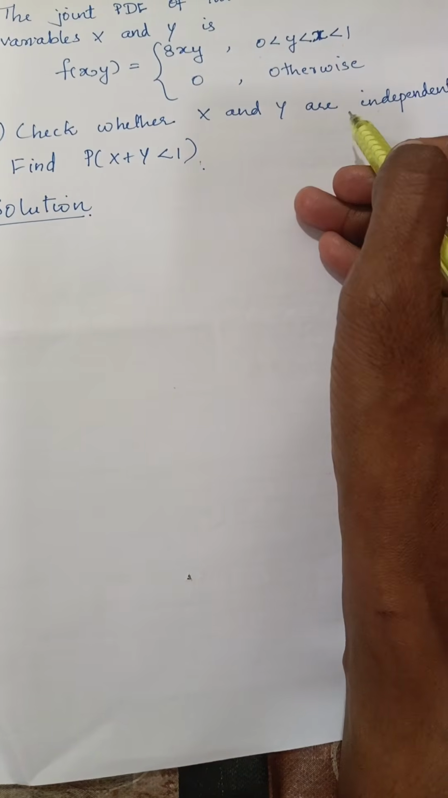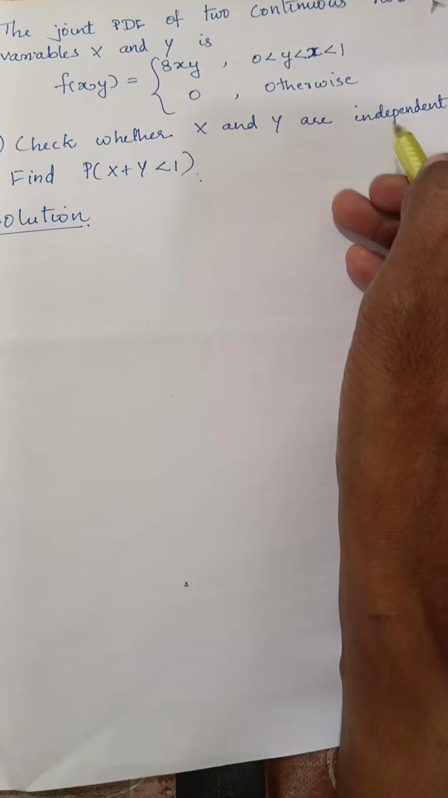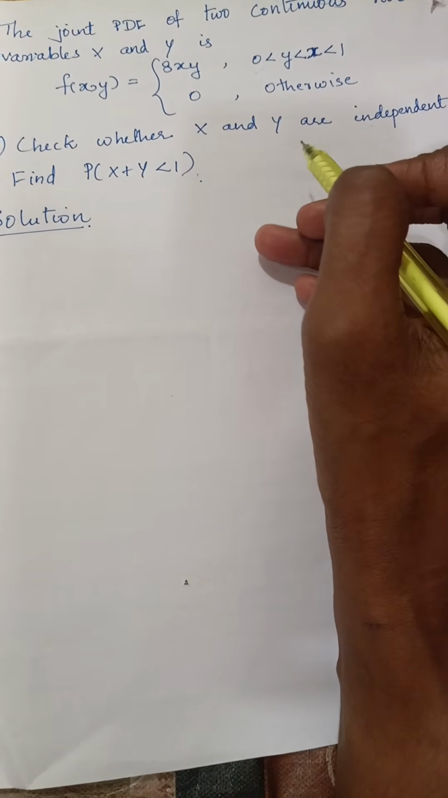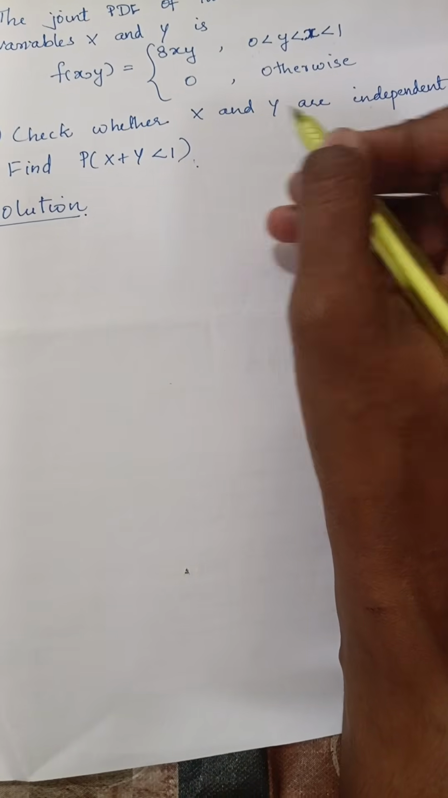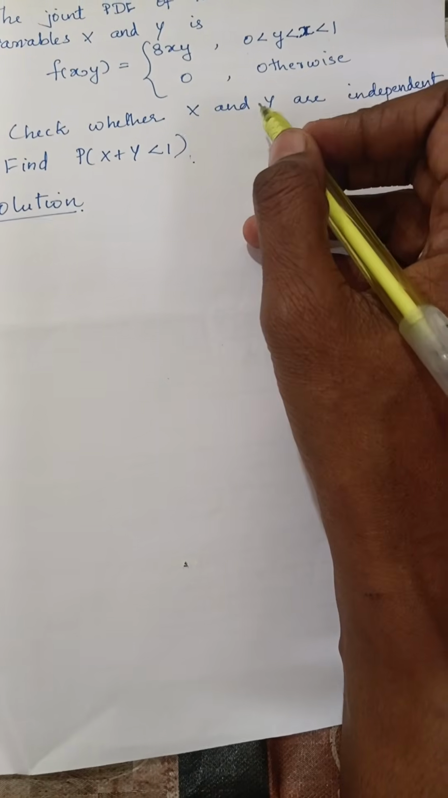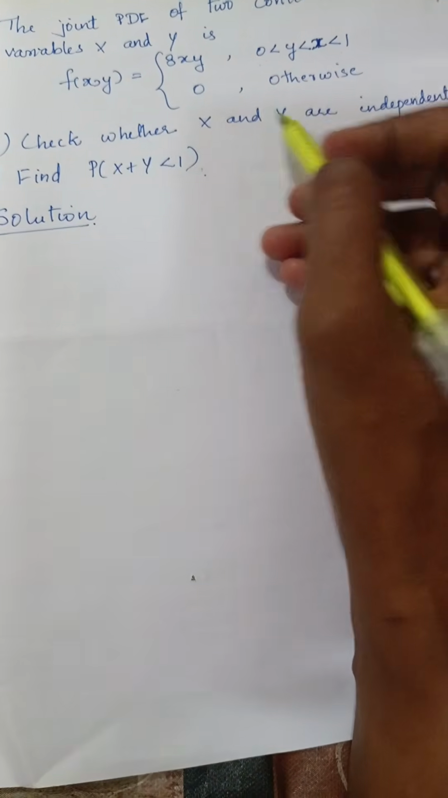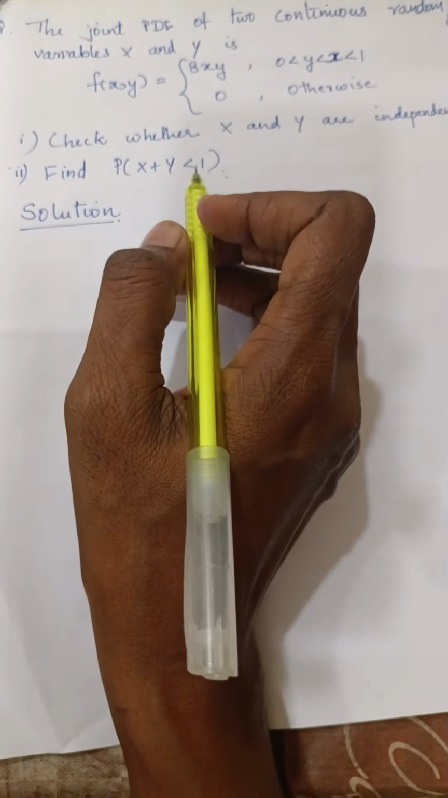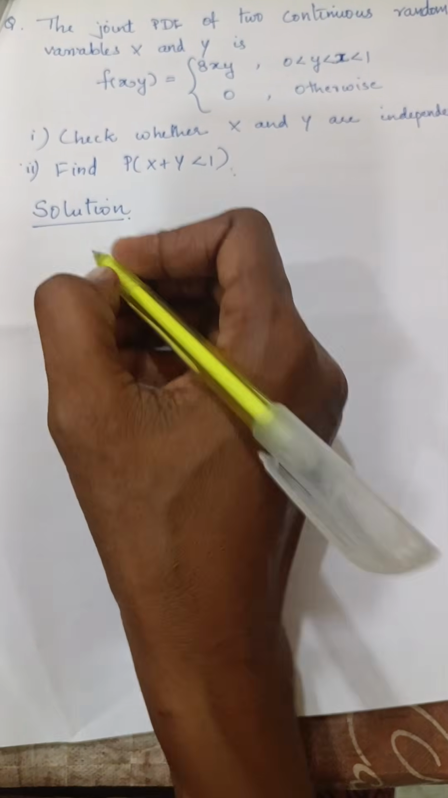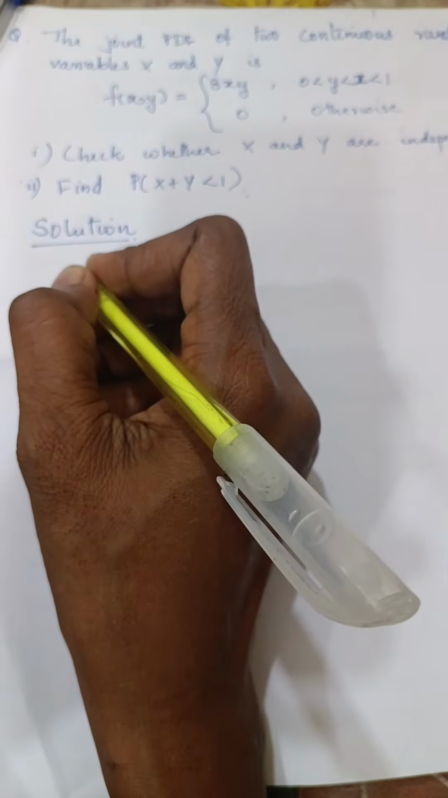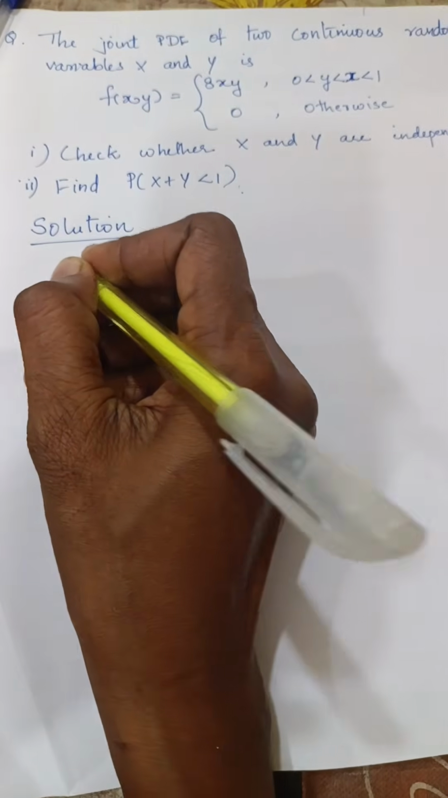So first question, to check whether x and y are independent, we have to check whether the product of their marginal densities, that is the product of the marginal density of x and the marginal density of y, is equal to f of xy. Then we can say that it is independent. So for checking independence, we have to first find the marginal density functions of x and y. So we can see what is the marginal density function of x, which we can denote by f1x.